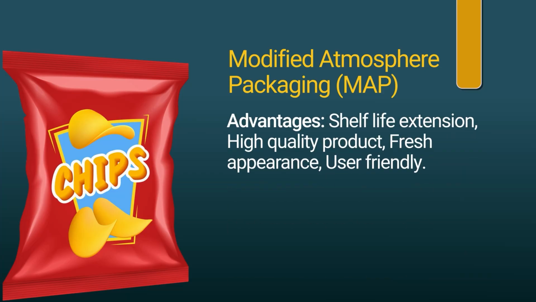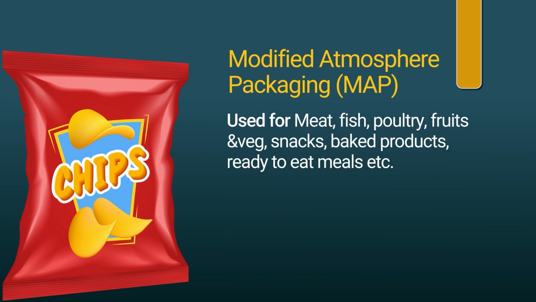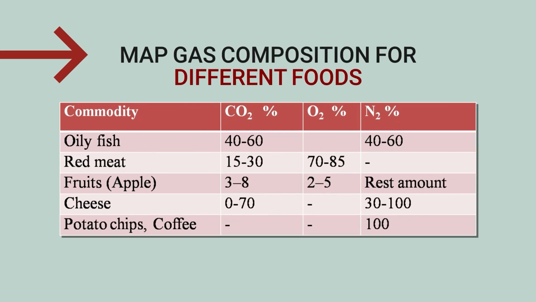And in active modified atmosphere packaging, we deliberately remove the air and add a different gas, maybe carbon dioxide, nitrogen or oxygen. Modified atmosphere packaging helps to extend the shelf life of the product. It also maintains high quality and fresh appearance of the product, and it is very user friendly. We can use modified atmosphere packaging for meat, fish, poultry, fruits and vegetables, snacks, baked products, ready to eat meals, etc.